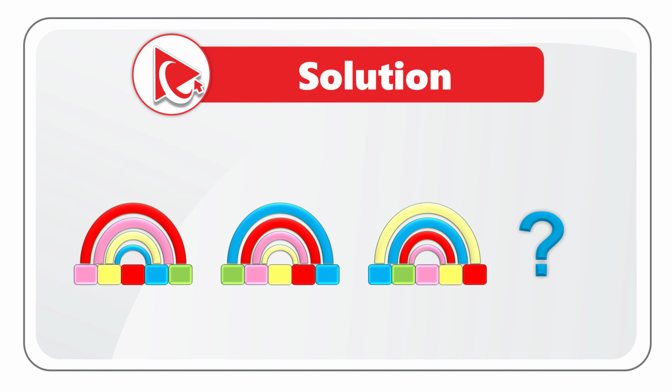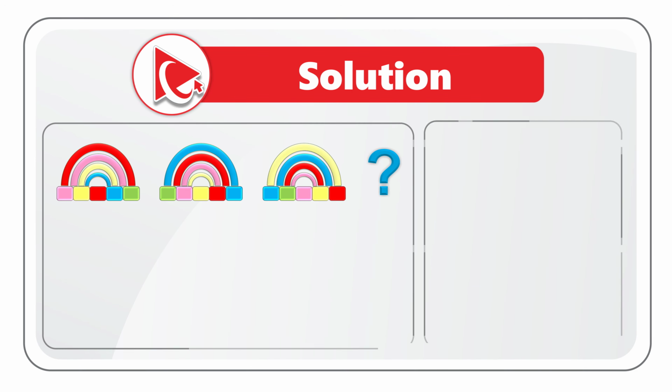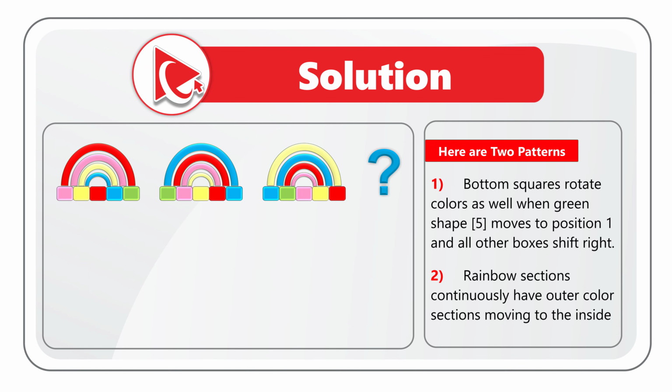When I was describing this question, I gave you a tip. This object is broken down into 2 parts. The rainbow section has its own pattern, and the series of squares at the bottom has its own pattern. So there are 2 patterns here in this shape, but detecting one is not enough. You have to detect both patterns.